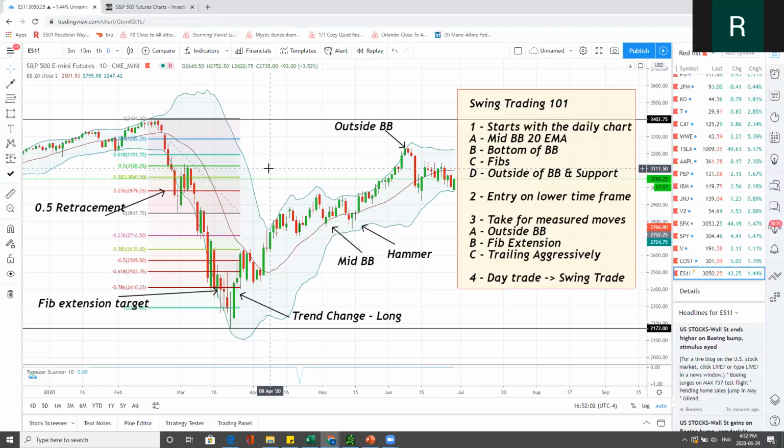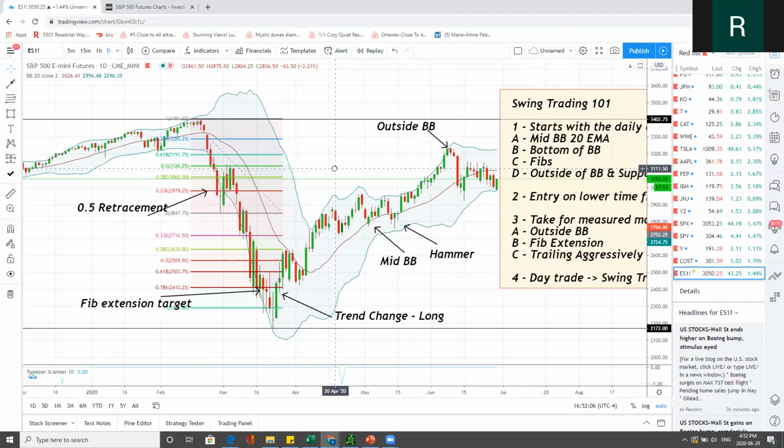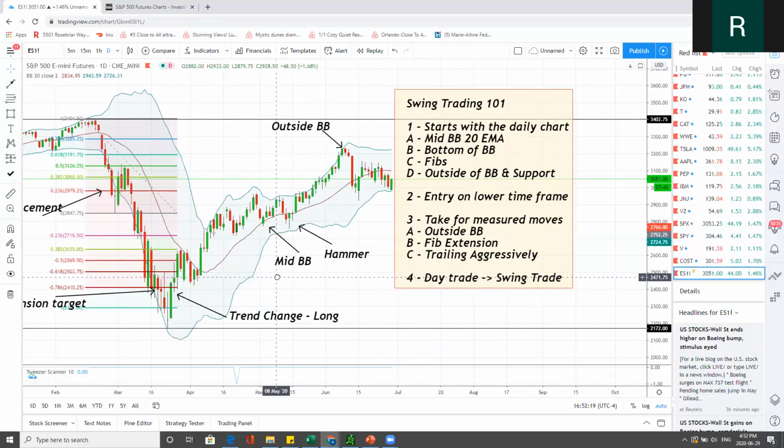So here are some general guidelines for where we want to be entering swings. If the market is trending, we want to be entering on Fibonacci pullbacks. If the market is very extended, we want to be entering outside of the Bollinger Bands on either side, so shorting above the band, going long at the bottom of the band. If the market is in trend, we also can be looking for the mid Bollinger Band, the 20 MA, as well as the bottom of the Bollinger Band to be acting as support.